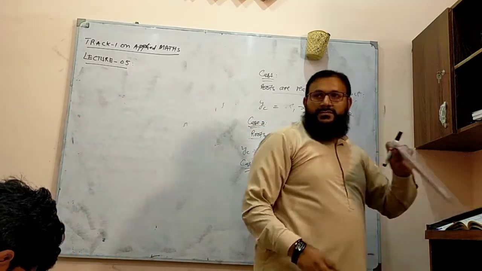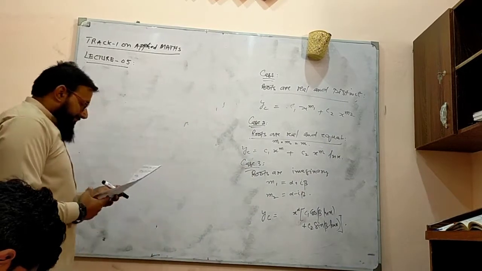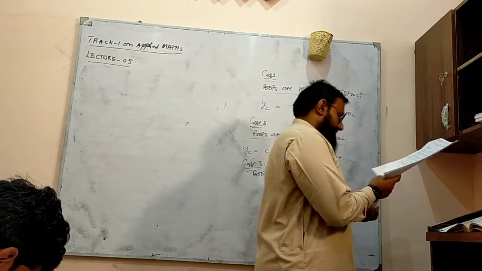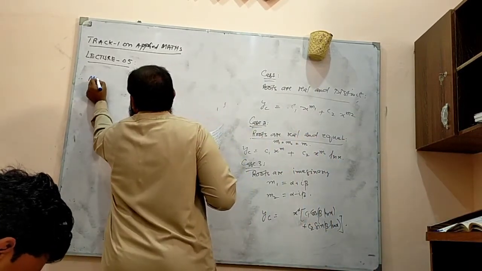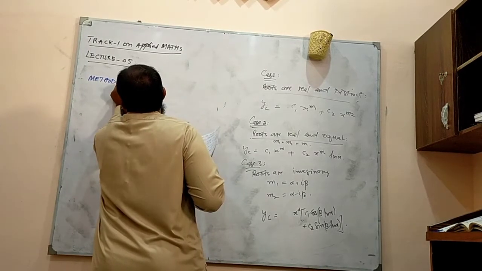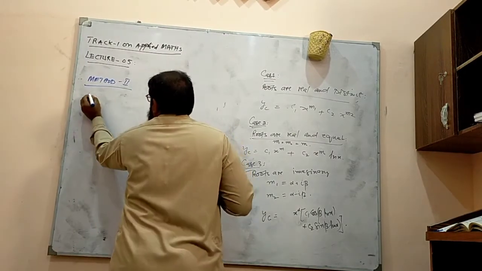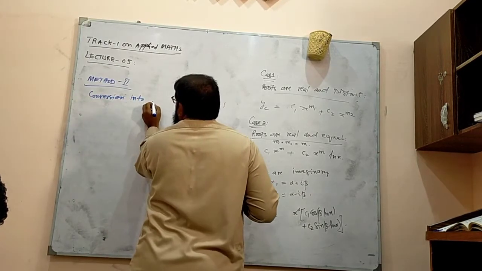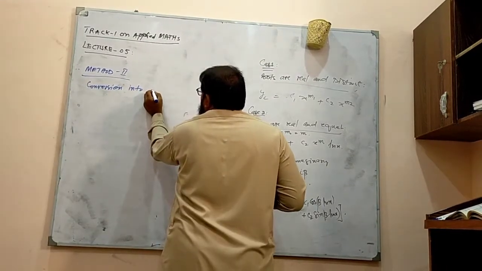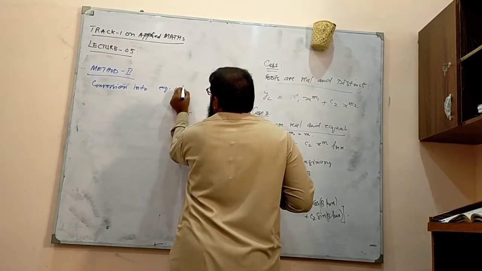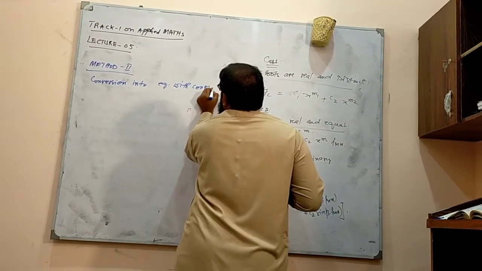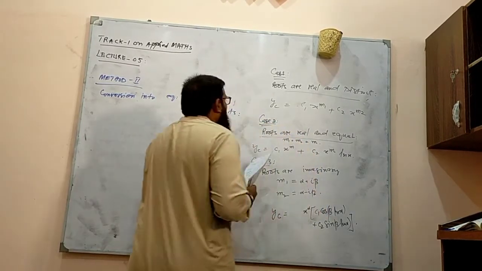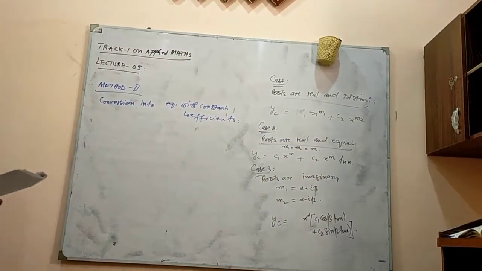Variation of parameter. What is the alternate method to solve it? So method number 2 is conversion into an equation with constant coefficients. Now the next idea is we want to convert that equation into constant coefficients.